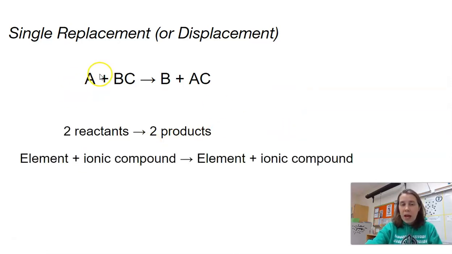And you'll always start with an element and an ionic compound, and you'll end up with an element and an ionic compound. So this is part of the reason we spent so much time understanding the difference between ionic and covalent compounds, because if you can recognize them, then it's going to make it easier for you to recognize different types of reactions.